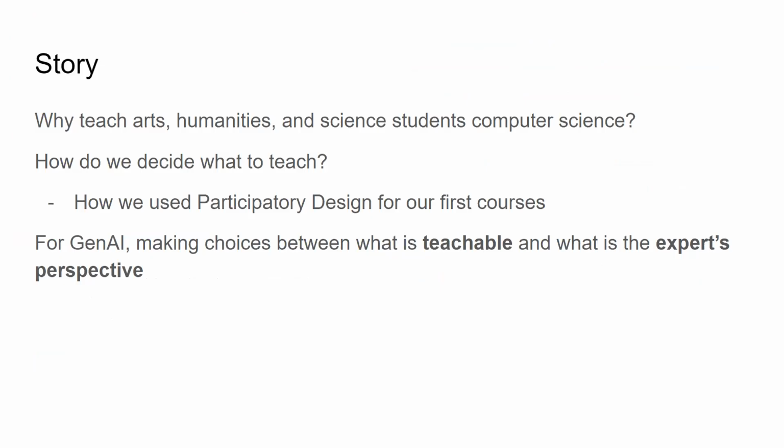So here's the story that I'm going to talk to you about. So why would we do this in the first place? Why should we as computer scientists worry about teaching arts, humanities, and science students? And then how do we decide what to teach when, for the most part, talking about these issues of competencies, we think about the competencies of future programmers, of future software developers. What are the computing competencies for someone who's going to be a humanities scholar, or an artist, or a social scientist, or a natural scientist?